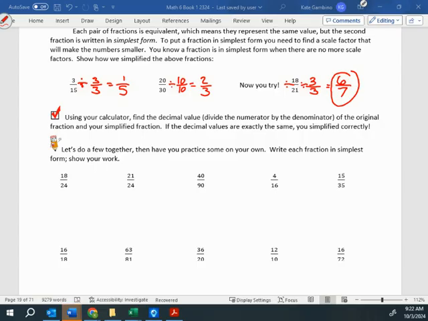Using your calculator, you're going to find the decimal value by dividing the numerator divided by the denominator of the original fraction and then of your simplified fraction. You put that numerator in, divide by the denominator, and we're going to write down the decimal. What decimal do I get for 18 divided by 21? We're going to round to the hundredth place when we work with decimals.